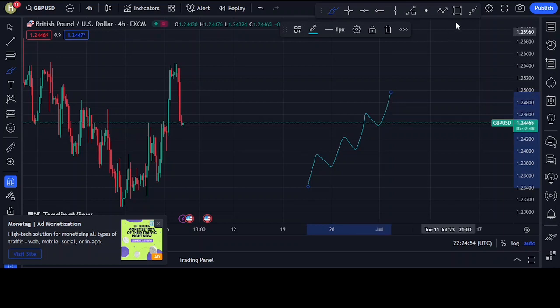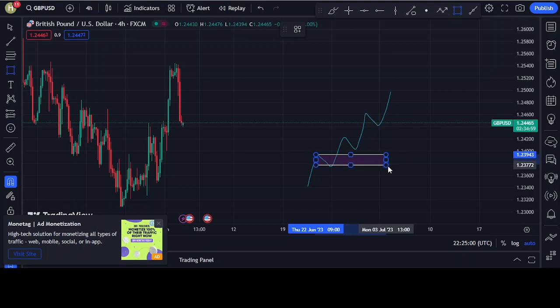Then how do you draw your demand zone? You pick your demand zone from this area. Okay, this is a demand zone. Why did I draw my demand zone like this? I picked from this low of the week to the high of the week. So that's my demand zone that I'll be looking for price to come to, react or reject.